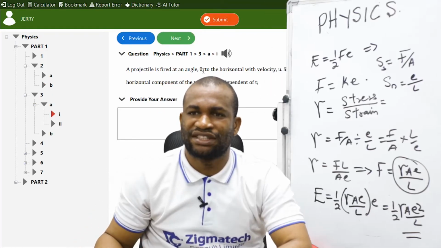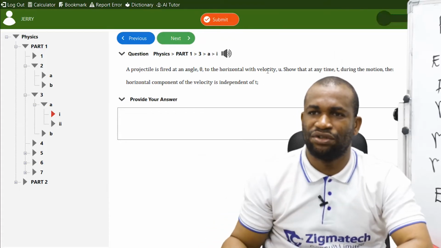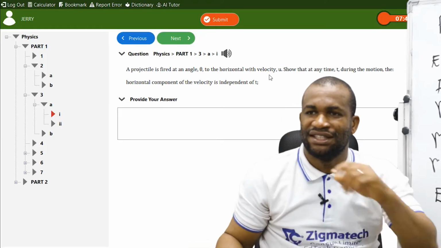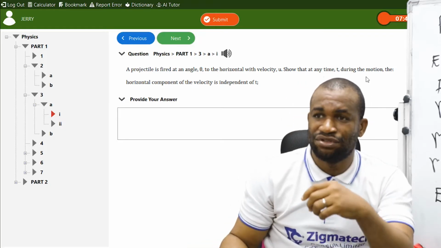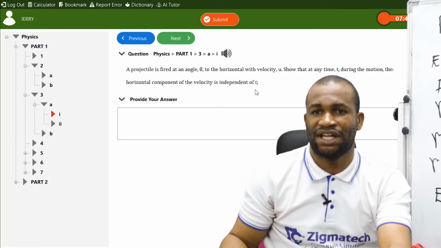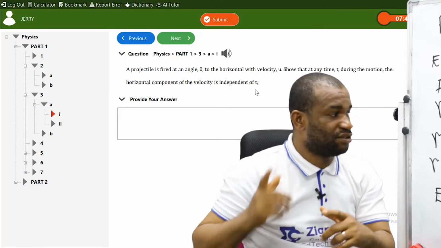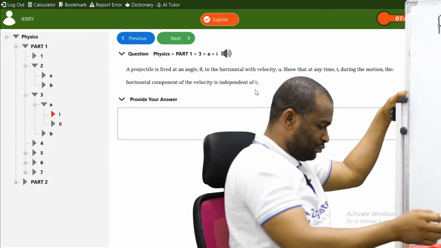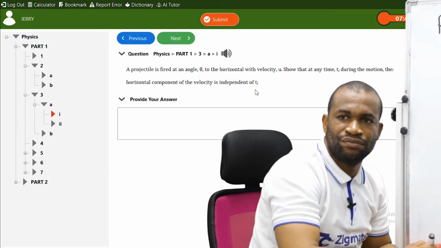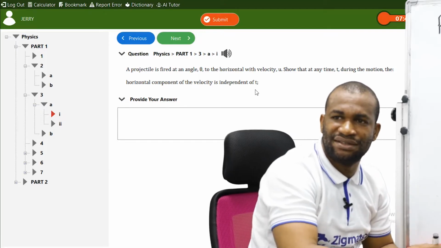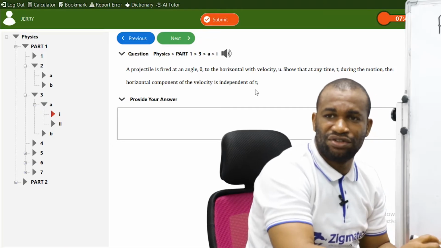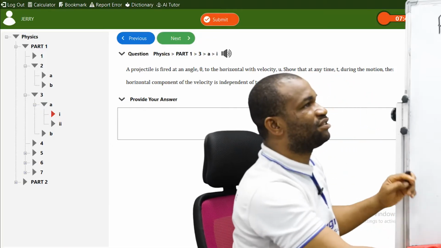Okay, number 3. A projectile fired at an angle theta to the horizontal with velocity u. Show that at any time t during the motion, the horizontal component of the velocity is independent of time.